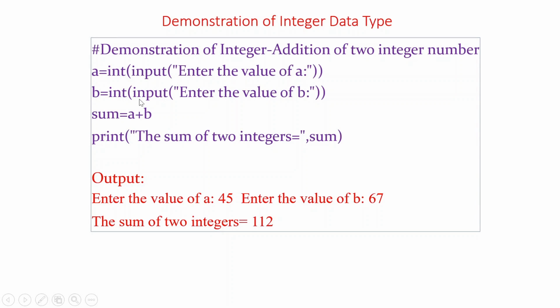In the same way, we use the input function again for the second value, which is again in the form of a string. It will be converted into an integer and then assigned to b. It will perform the addition, assign it to sum, and then print it on the screen by using print. So suppose we enter the value of a as 45 and b as 67, then we will get the output on the screen, that is the sum of the two integers, 112.